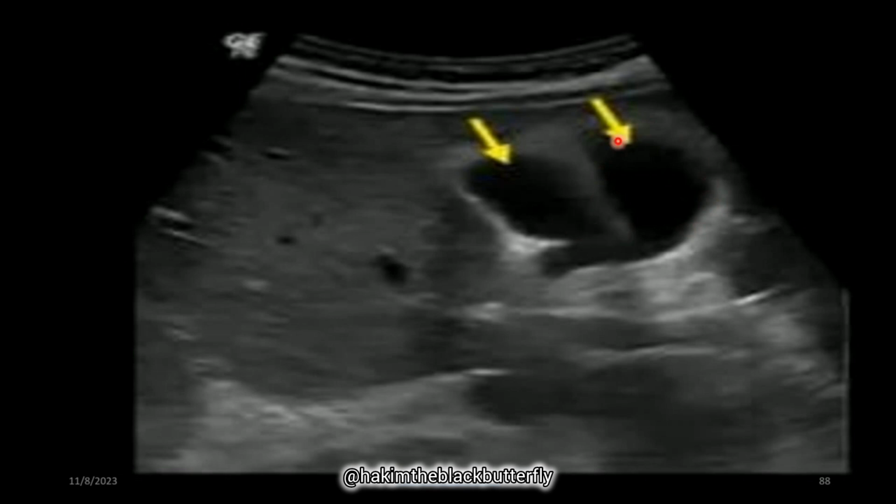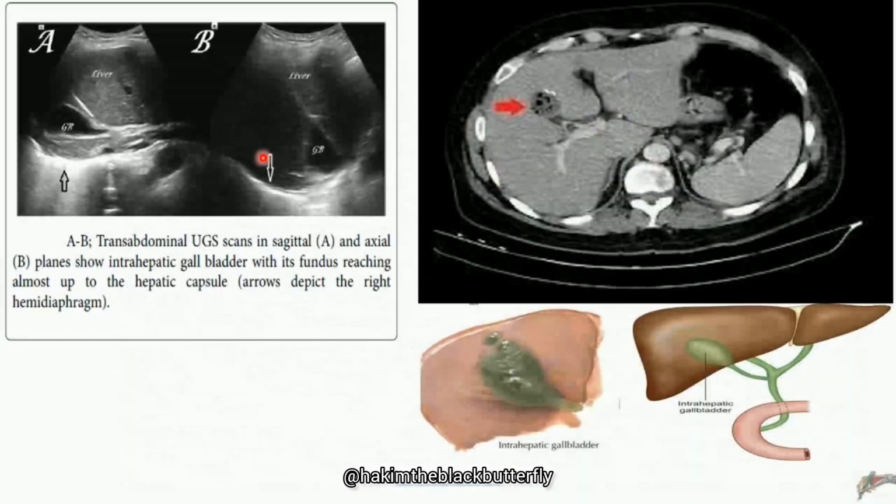Here we are seeing a case of an intrahepatic gallbladder, a gallbladder that is within the liver. It's possible. Okay, you can see it within the liver. It's intrahepatic. Okay, so all those are abnormalities and they are possible.